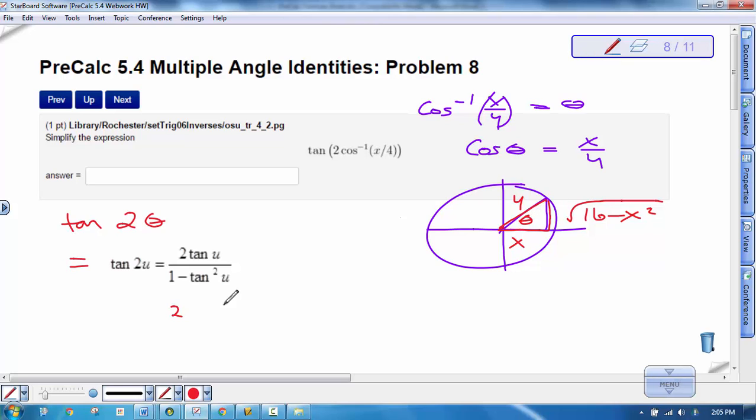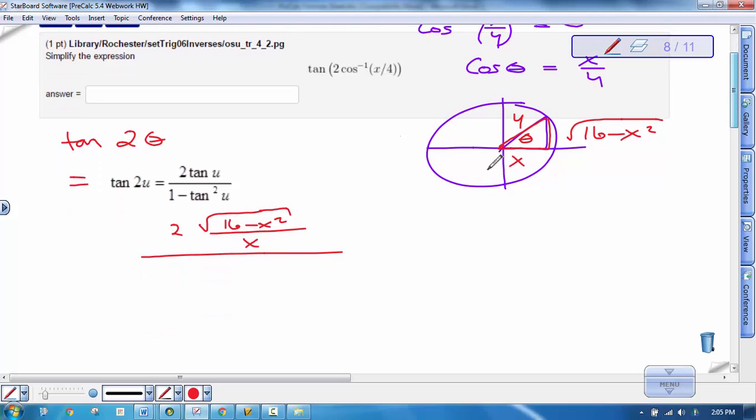That would be the square root of 16 minus x squared over x, divided by 1 minus the square root of 16 minus x squared over x, squared. So all I did was plug in the tangent of u, which is the square root of 16 minus x squared over x, in for the tangent of u. So now all I need to do is simplify that.